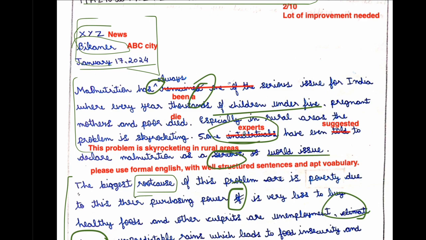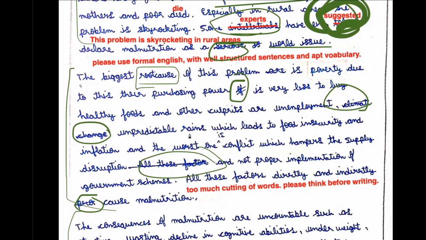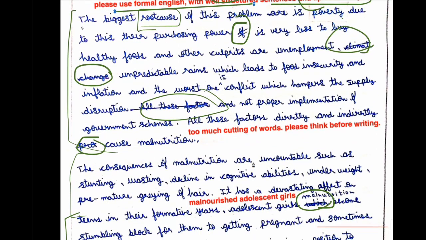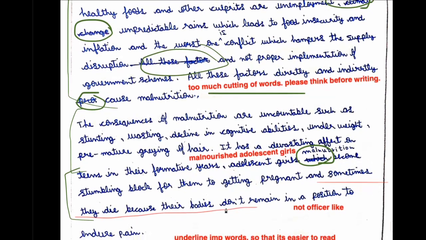I mean, some experts have even suggested this type of language, right? Suggested instead of told. This you get when you read the newspaper. You need to know what is to be written. Please use formal English with well-structured sentences and add vocabulary. So he has to improve his vocabulary significantly over here because he is not able to express what he is thinking. Too much cutting of words.